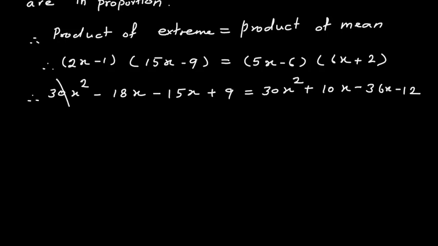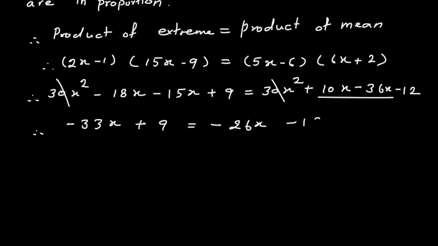Now this 30x and this 30x we can cancel. So therefore here we have minus 18 minus 15. So 8 plus 5 is 13, 1 1 2 1 3. So this is minus 33x plus 9, and here we have 10x minus 36x is minus 26x, and here it is minus 12.